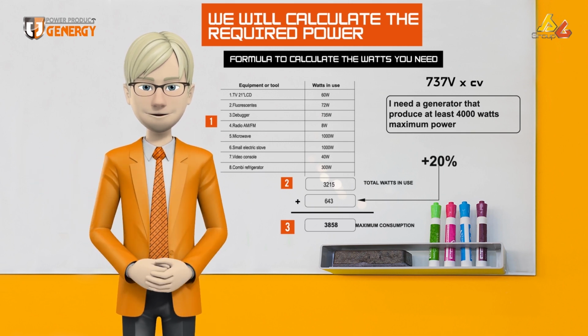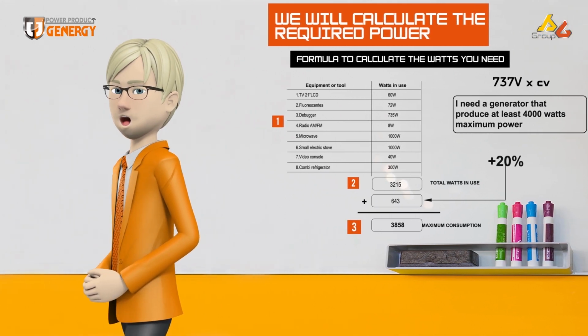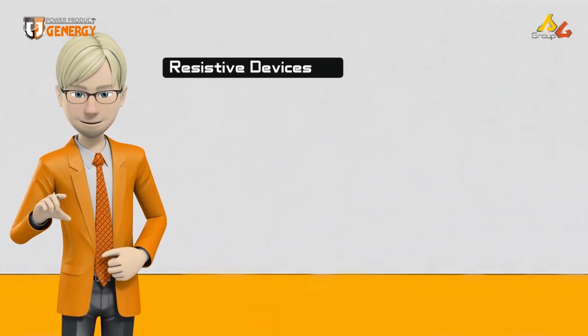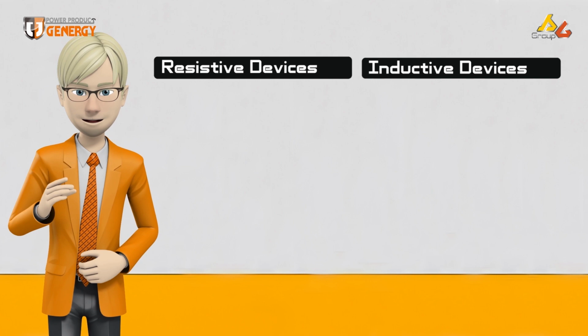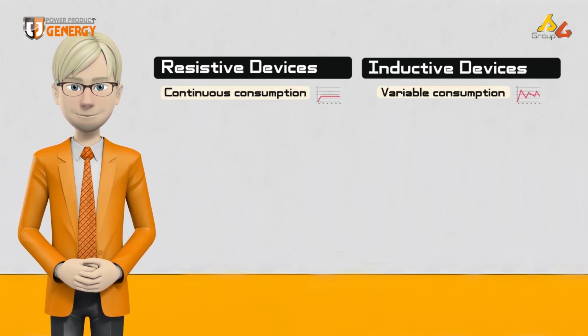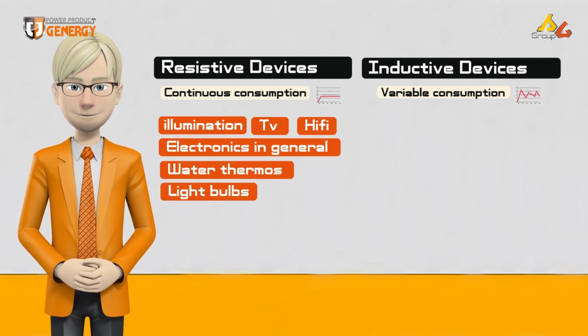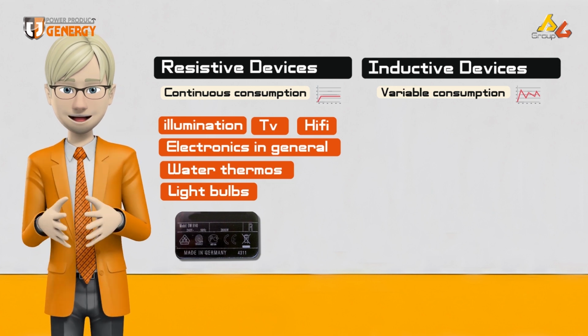The appliances to be connected are divided into two groups, resistive or inductive. For resistive appliances, lighting, TVs, hi-fis and electronics in general, the power consumption will be indicated on the nameplate of the appliance in a uniform way from the moment it is switched on until it is switched off.